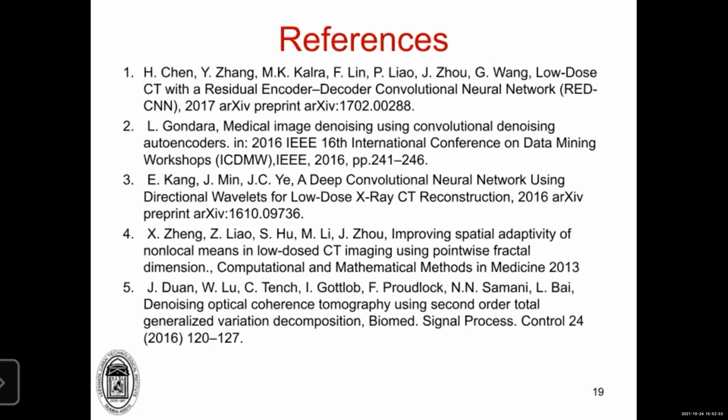These are the references, a few references which we have already mentioned in the comparison table.